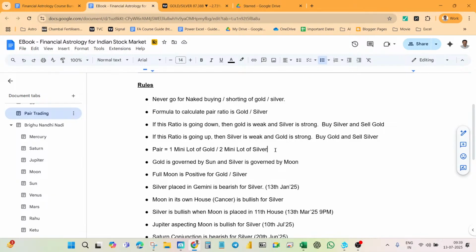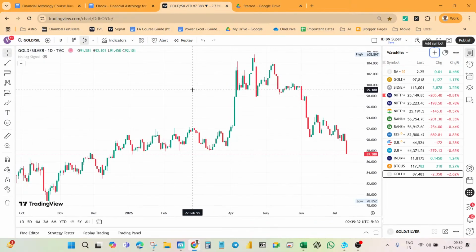That's the next rule you have to follow. Gold is governed by the sun and silver is governed by the moon. These two important rules are there to be followed. So first, we will go for the technical setup, and then the normal setup, the Astro rules also have to be followed.